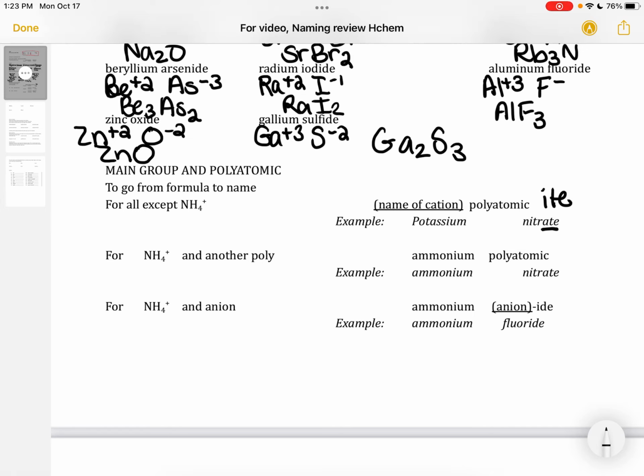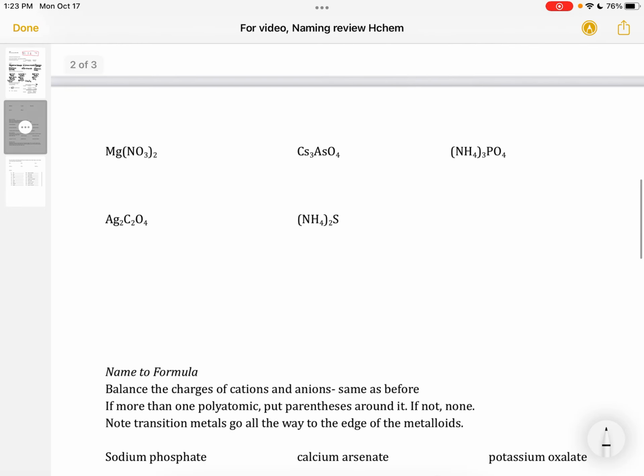Okay. Now, there's only one positive polyatomic, which is ammonium. So ammonium can be put with a negative polyatomic, like nitrate, so it can be ammonium nitrate, or it can be put with an anion off the periodic table, like fluorine, so ammonium fluoride.